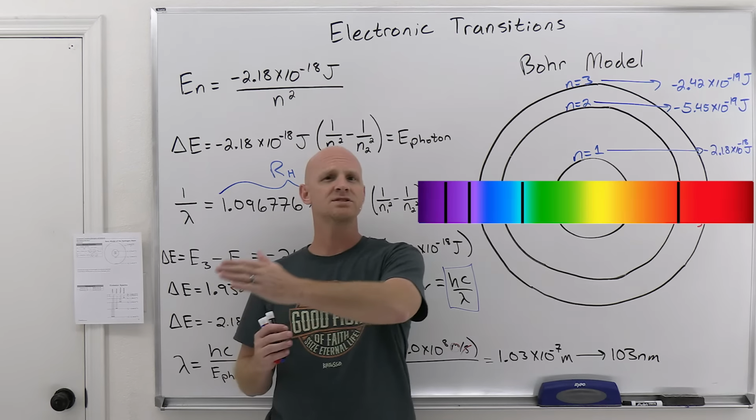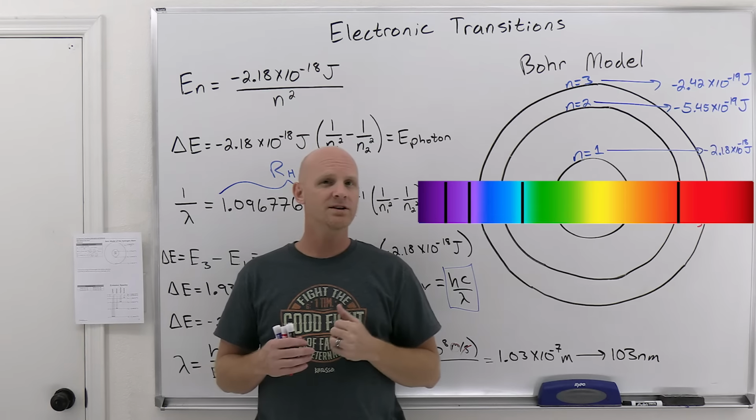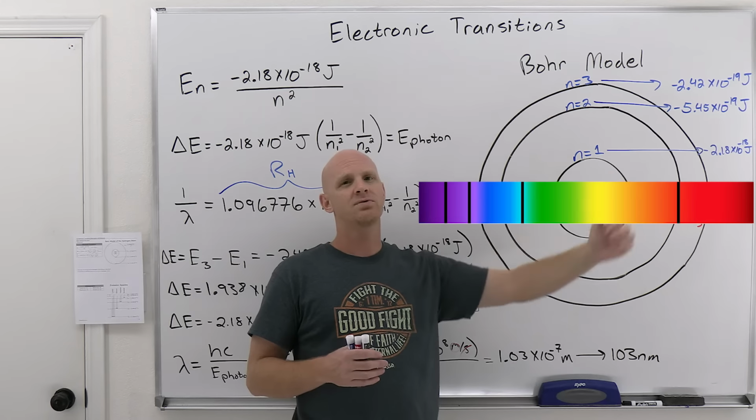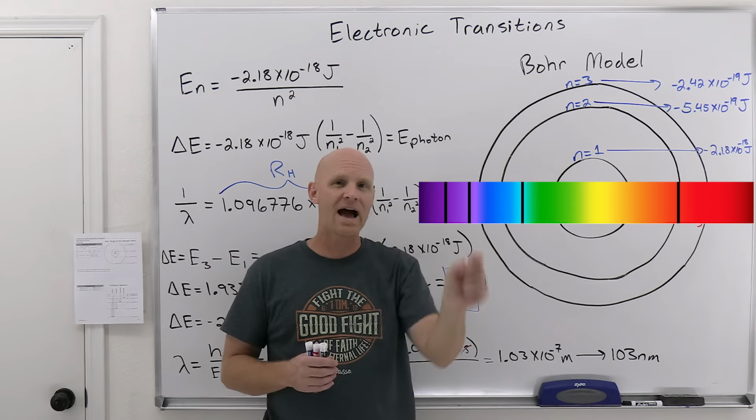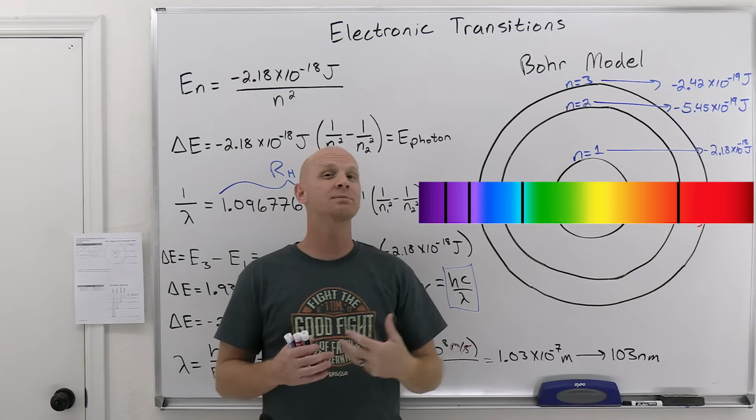So in this continuous spectrum, from red, Roy G. Biv, red, orange, yellow, green, blue, indigo, violet, as you go along that continuous spectrum, you're going to see certain black lines missing. And those correspond to wavelengths that have been absorbed.